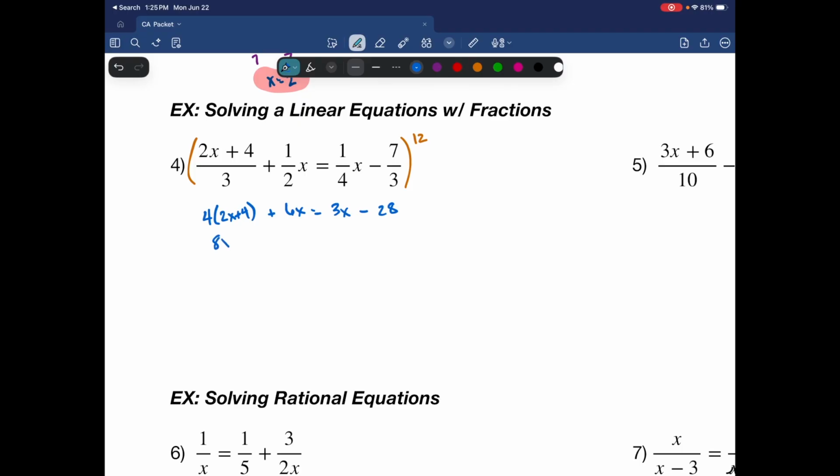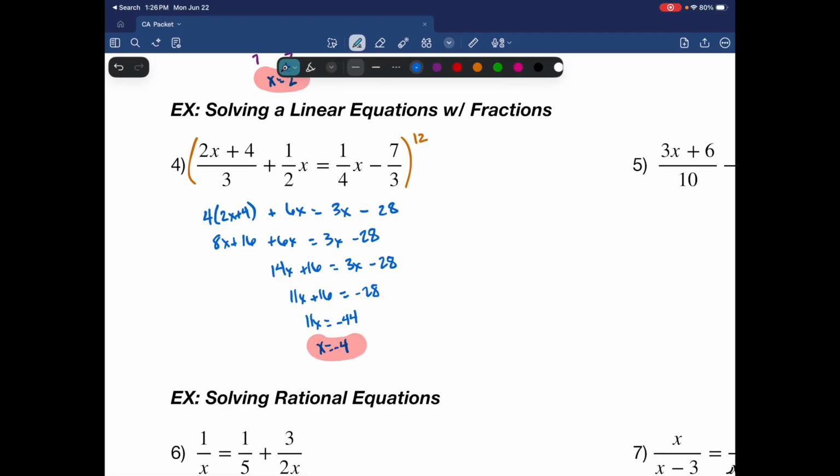This is going to be 8x plus 16 plus 6x equals 3x minus 28. That's going to be 14x plus 16 equals 3x minus 28. That's going to be 11x plus 16 equals negative 28. 11x equals, this should be, when you subtract, this is going to be negative 44. X equals negative 4.